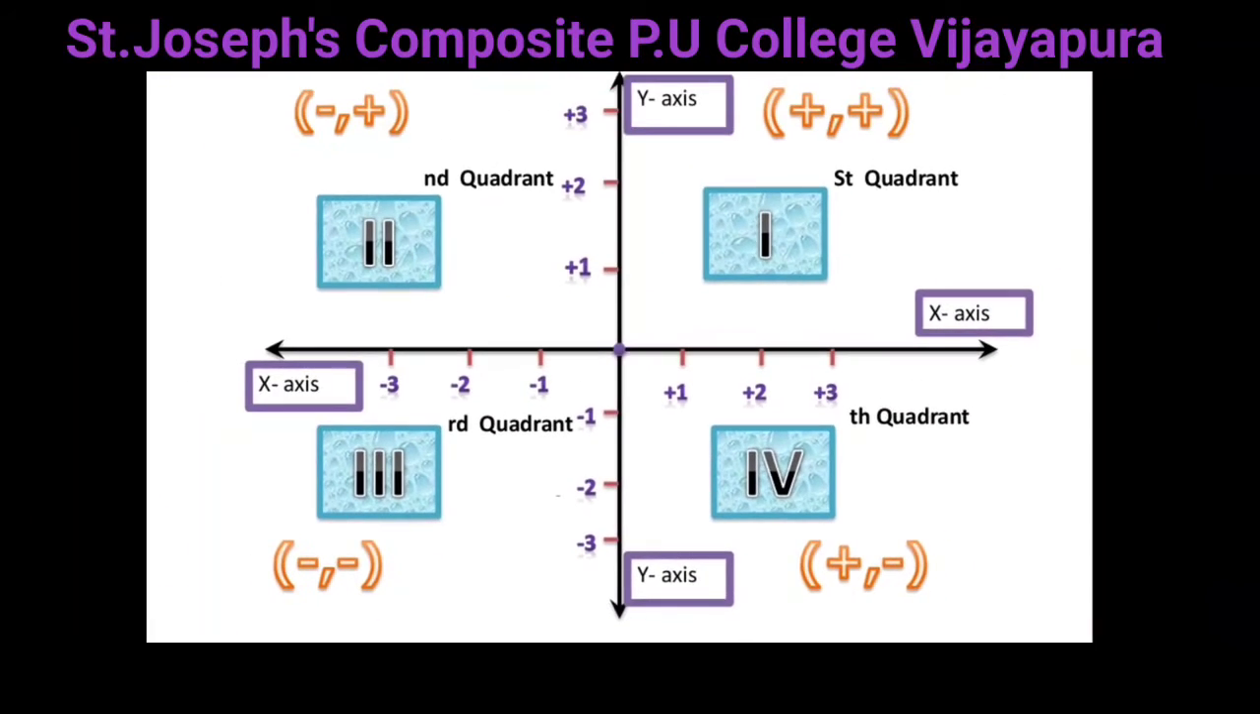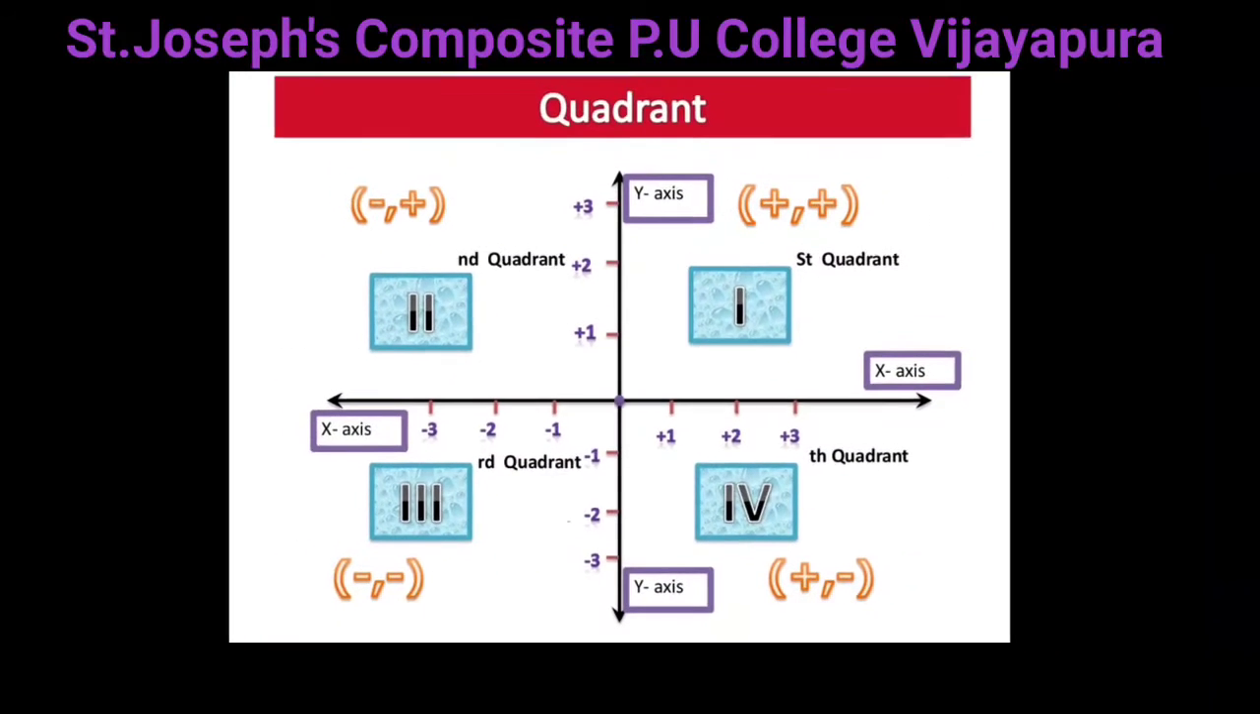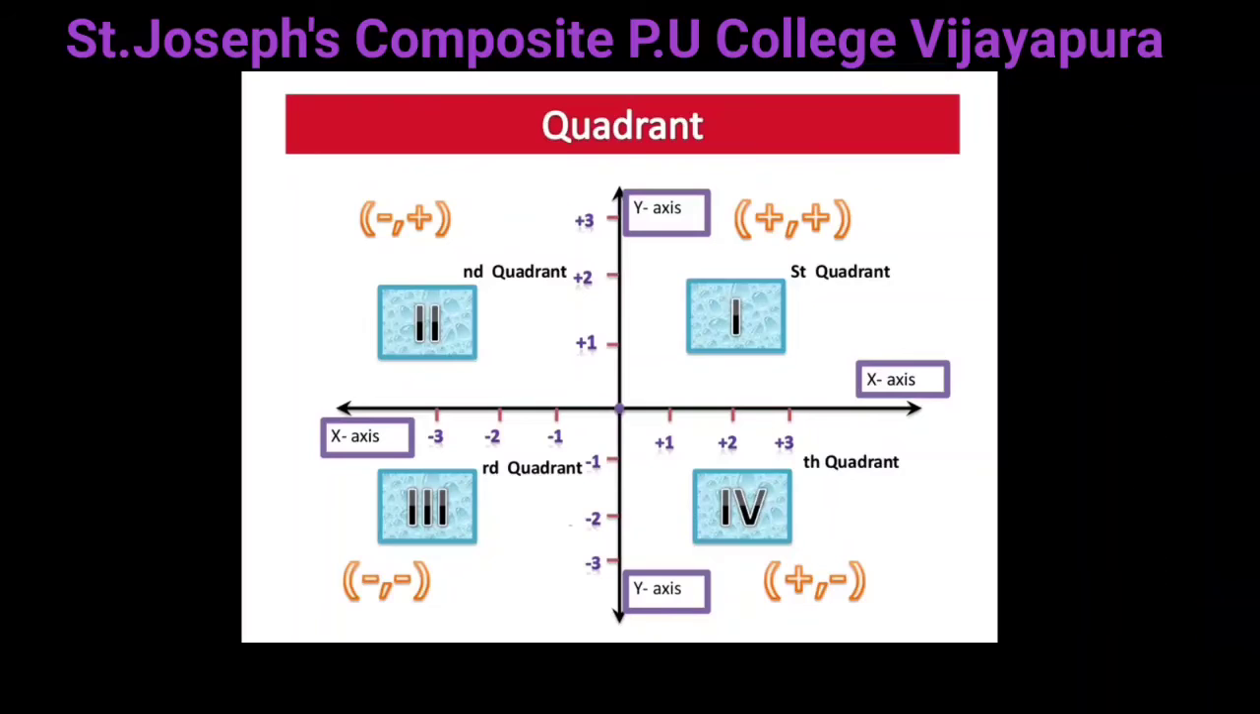So the first quadrant has the sign plus plus, second quadrant minus plus, third quadrant minus minus, and fourth quadrant plus minus.